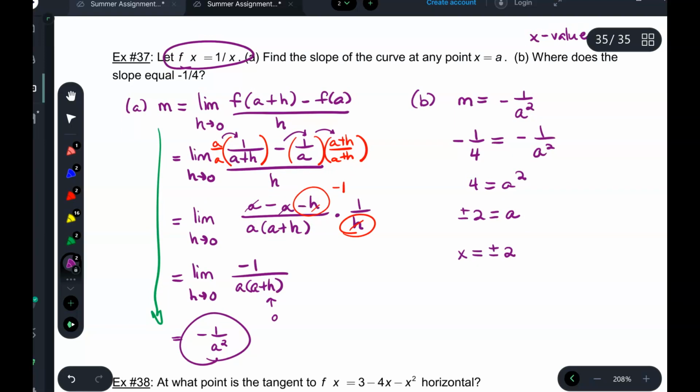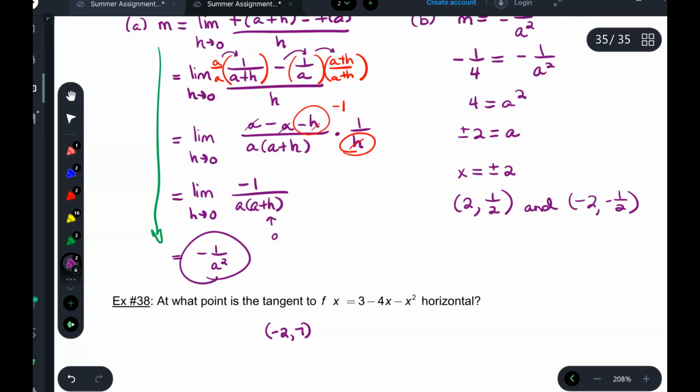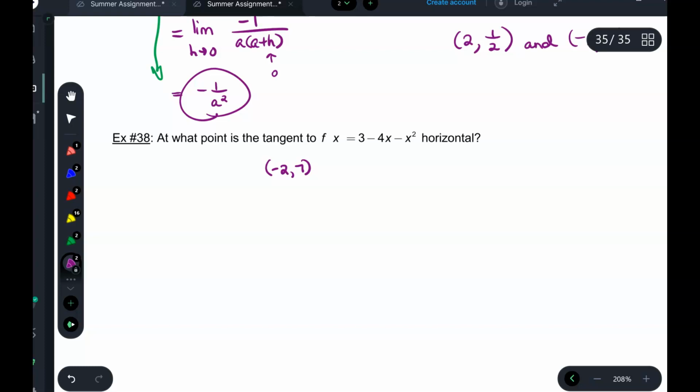Now I can also go back and plug in the actual value to find the coordinate. So if I were to plug in f of 2, I'd get 1/2. And if I plug in negative 2, I get negative 1/2. Let me just erase that real quickly.